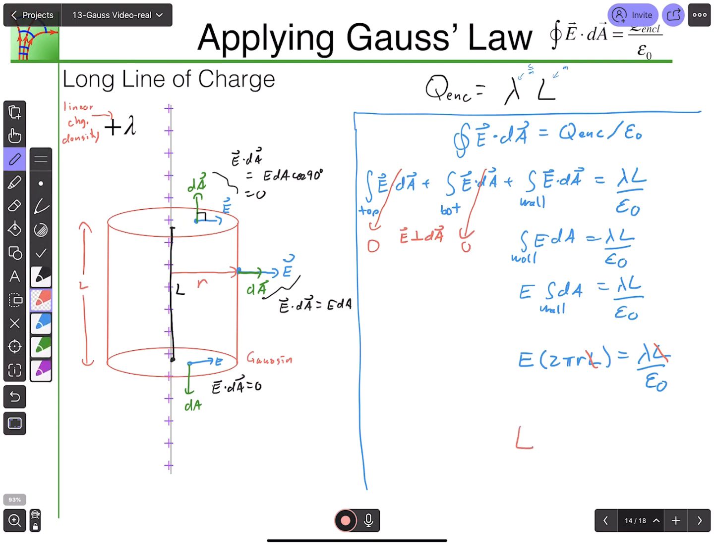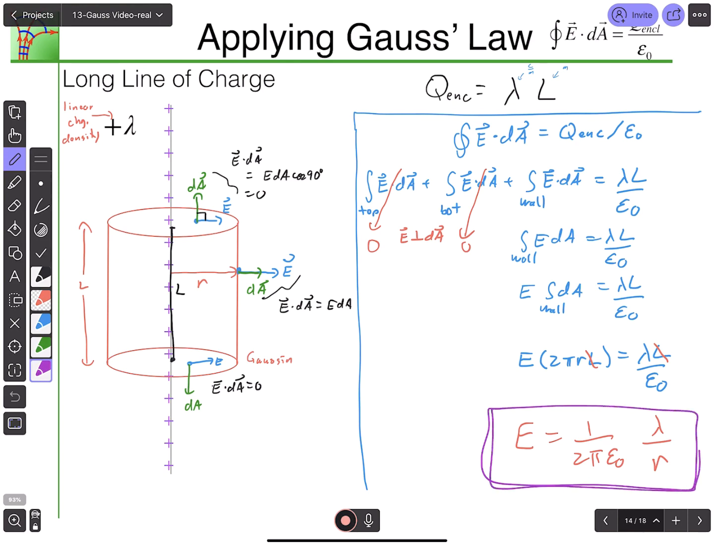When I solve for E, I end up with E equals 1 over 2 pi epsilon naught times lambda over r, which is what we saw before when we calculated it. So this is similar to the result we got before.